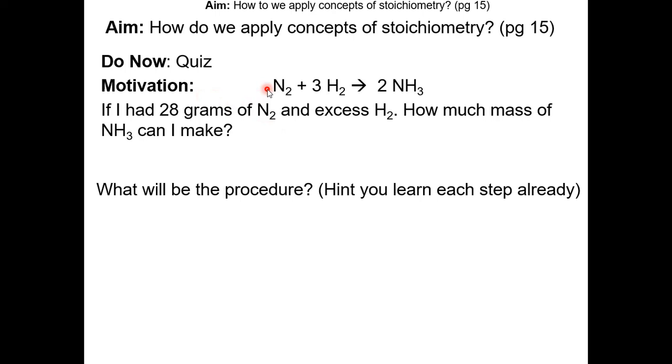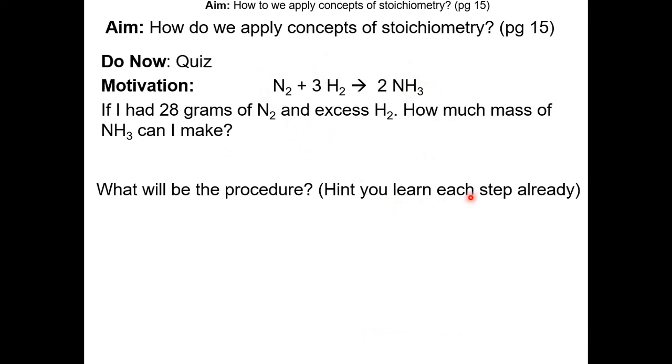Motivation. Given this chemical equation, we have N2 plus 3H2 gives us 2NH3. If I have 28 grams of N2 and excess H2, how much mass of NH3 can I make? This is an example of a stoichiometry problem.